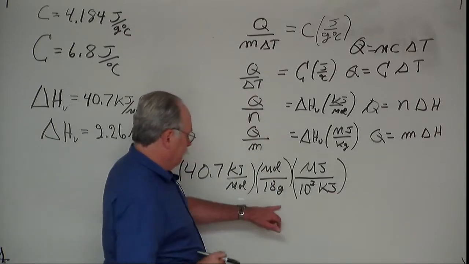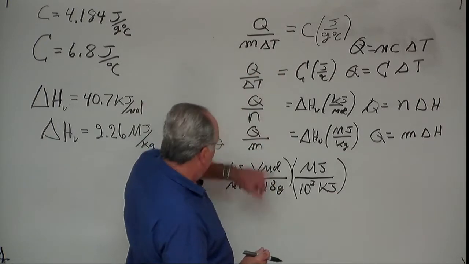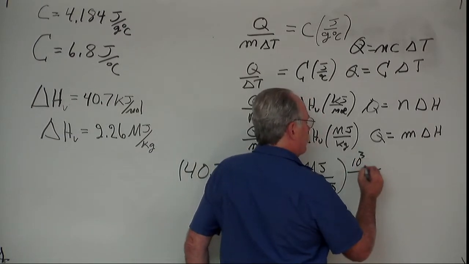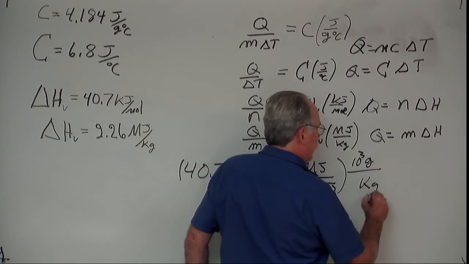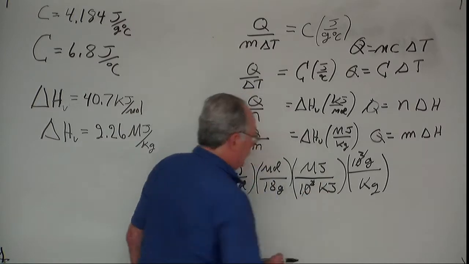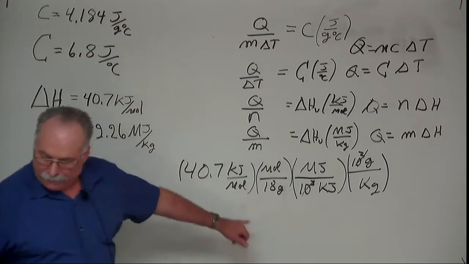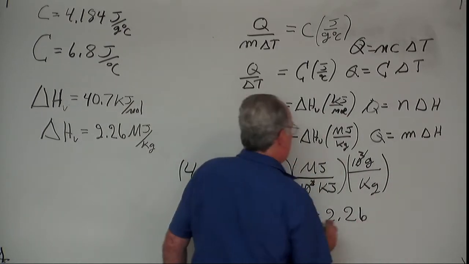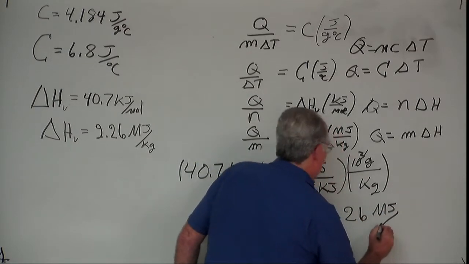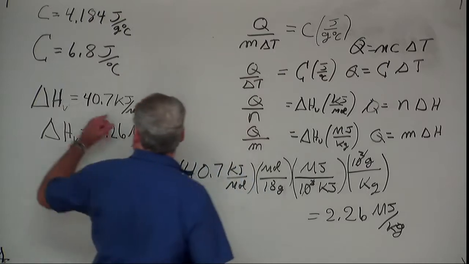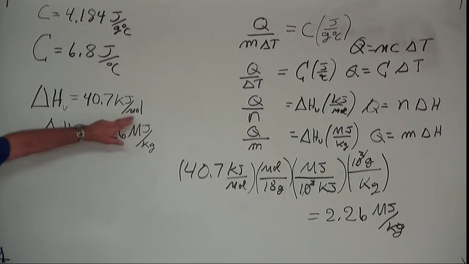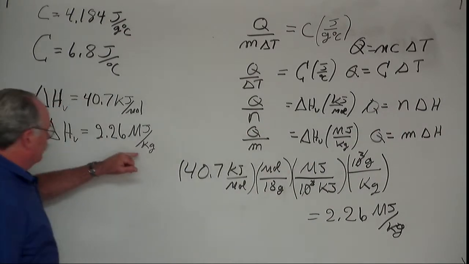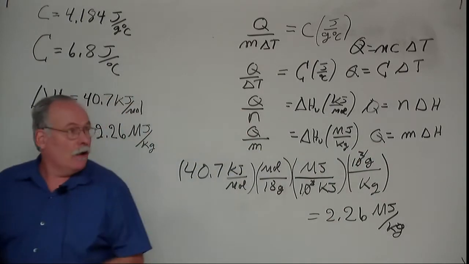And now I need to convert my grams to kilograms. Well, kilo is 10 to the third, because I want kilograms, not grams. So I have 10 to the third grams per kilogram. Okay, I notice that these cancel, the 10s to the third, and I take 40.7, divide by 18, and I get 2.26 megajoules per kilogram. And so these two things are equivalent. It's just one is on a per mole basis, N, and the other is on a per mass basis, M. Okay? Hopefully that helps.